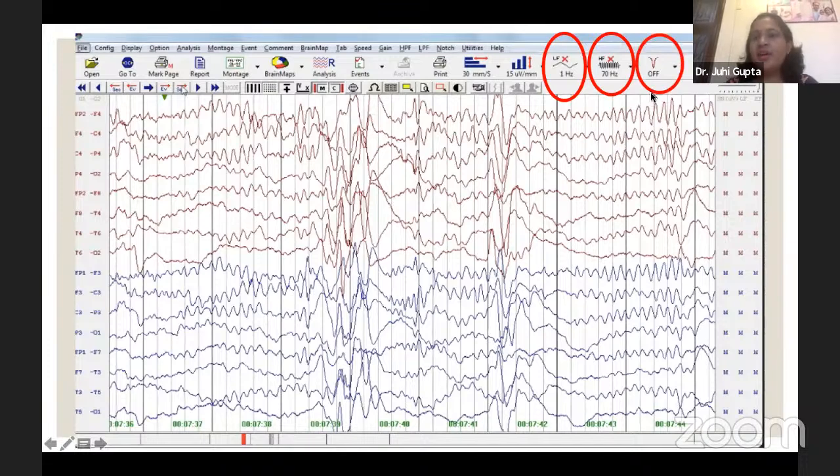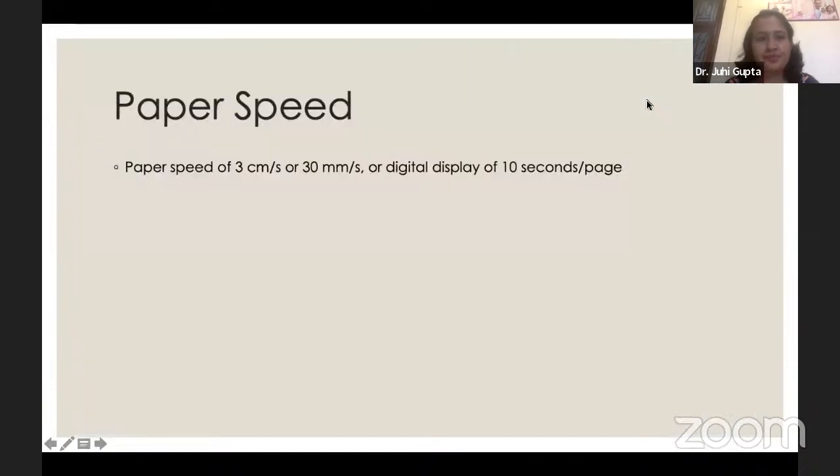So whenever you are trying to look at an EEG graph, make sure that your settings are right. Your low frequency filter, high frequency filter, sensitivity, the notch filter, and of course, look at the montage derivations. And the very important setting, which is paper speed. Paper speed should be 3 centimeter per second or 30 millimeter per second, or a digital display of 10 seconds per page. So let us look at how this paper speed alters the record.